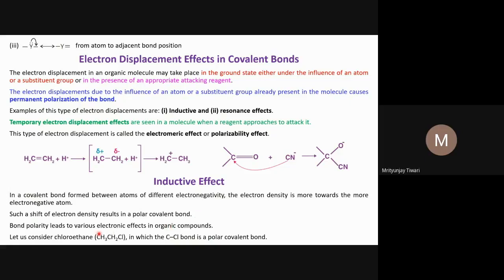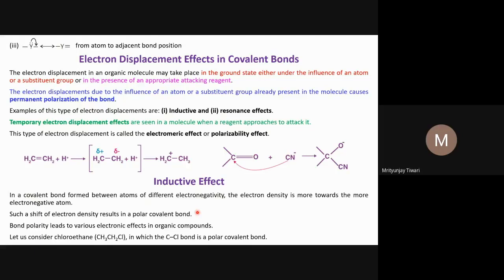So bond polarity leads to various electronic effects in organic molecules. Because electron density is moving in a certain direction, such effects are called electronic effects. This effect is also an electronic effect, because the CN minus and H plus change the electronics of this center, and this center has become this. So these effects are called electronic effects.